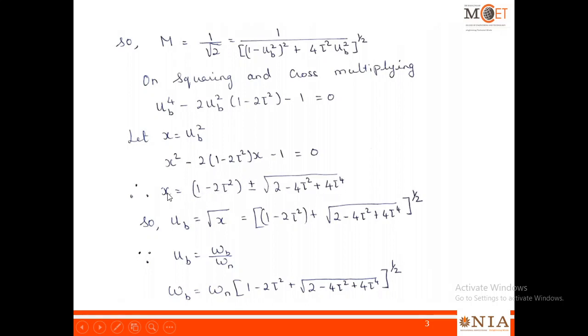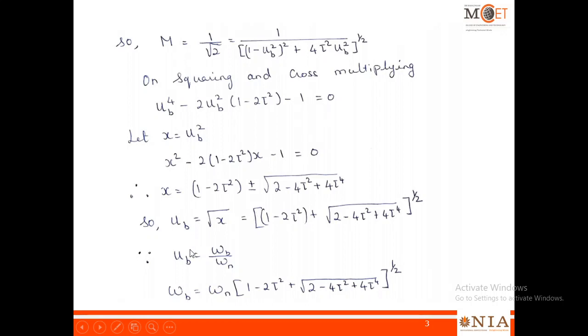Once you have found the x value, you have to find ub. Since x is equal to ub square, ub is equal to square root of x. So now I have found ub, which is equal to the square root of this x. Students can take some time for getting this expression, that is cross multiplying and bringing all the terms to the left hand side.